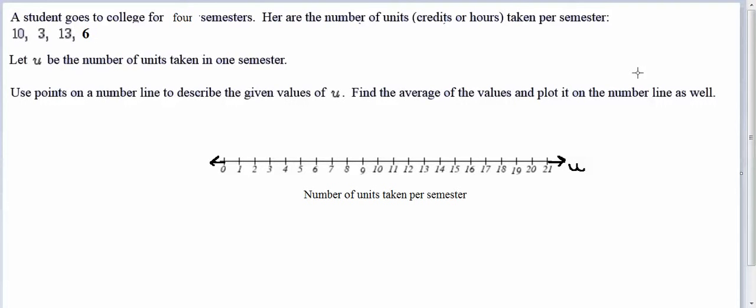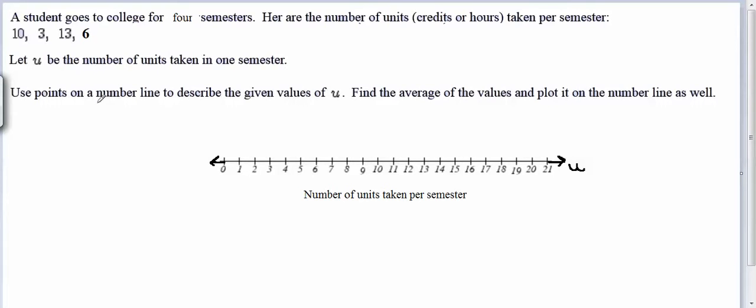In this example, we're given a situation in which a student goes to college for 4 semesters, and then we have listed the number of units in credits or hours the student took per semester. So they took 10 credits one semester, 3 the next, then 13, and then 6. And they define the variable letter name U to represent the number of units taken in any given one semester.